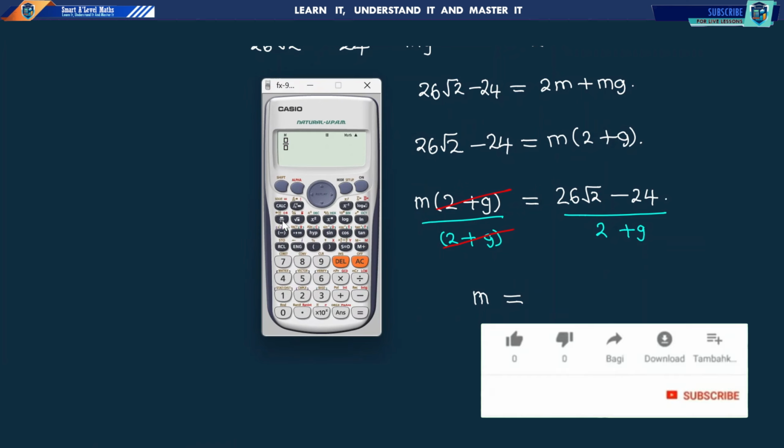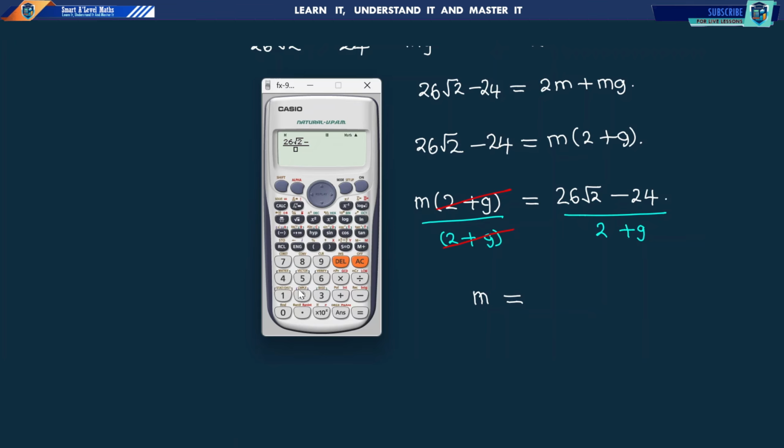So we're going to use this fraction, and we have 26 multiplied by root 2, and we're going to subtract away 24, and we'll divide this by 2 plus g, and remember g is 9.8. The moment you place 10 here, you're going to get the wrong answer. So let's punch the equal sign, and we get 1.08165476. Firstly, we need to write everything like this before rounding to the significant figures required by the question, so that your calculation has been accurate.